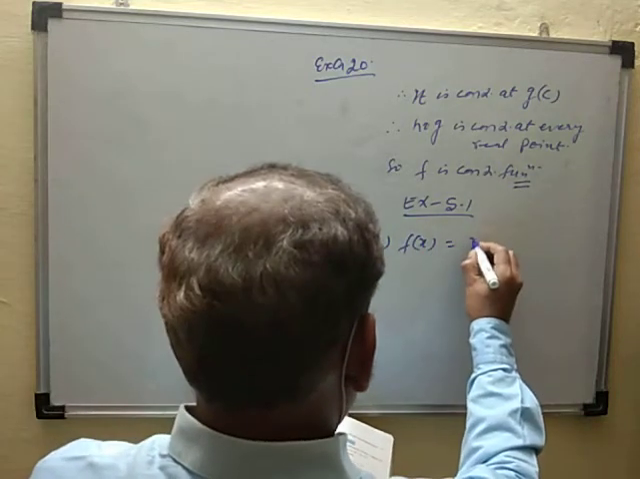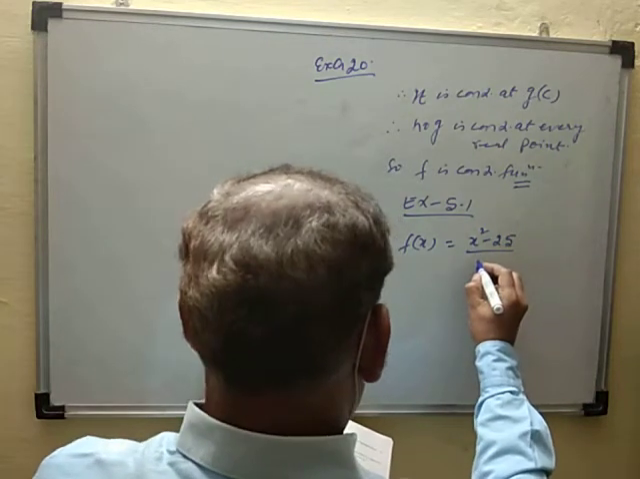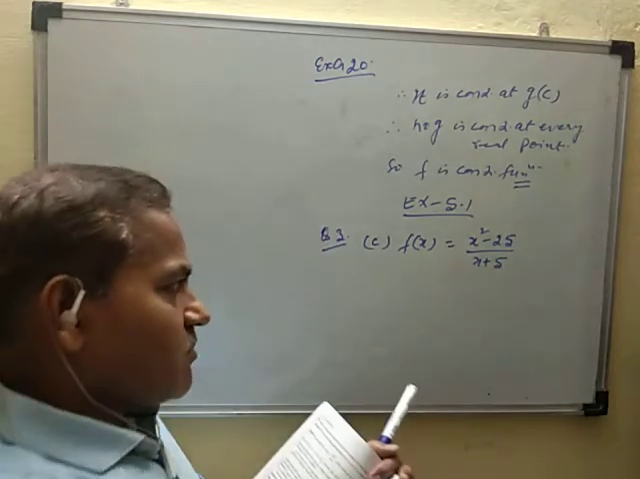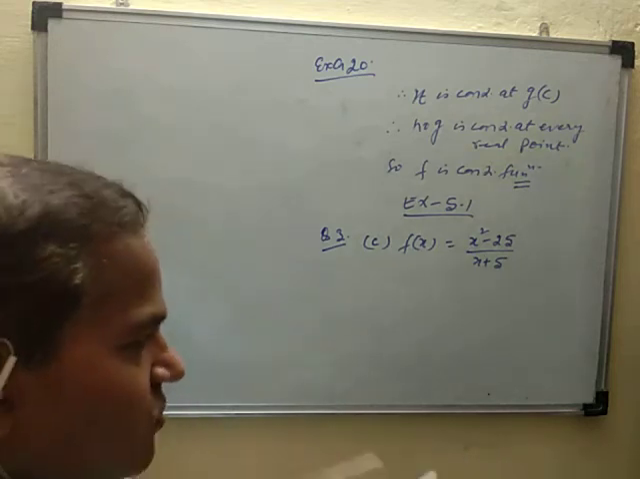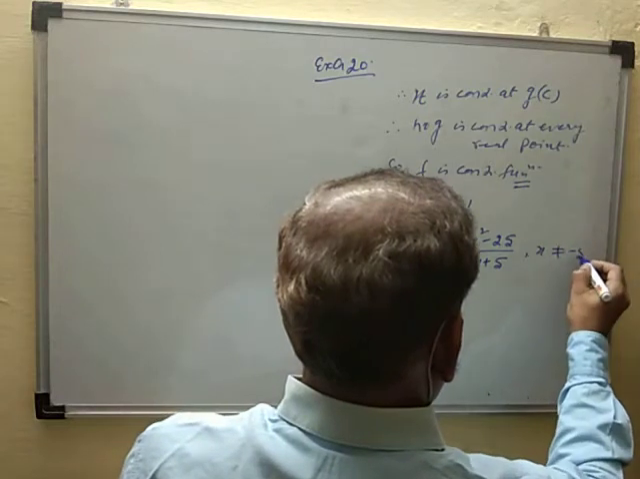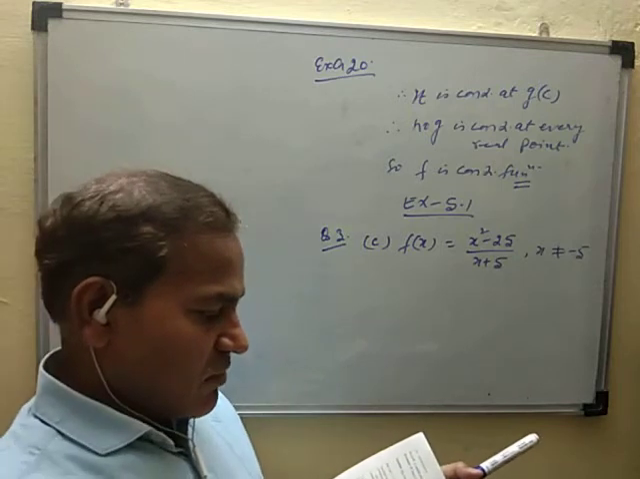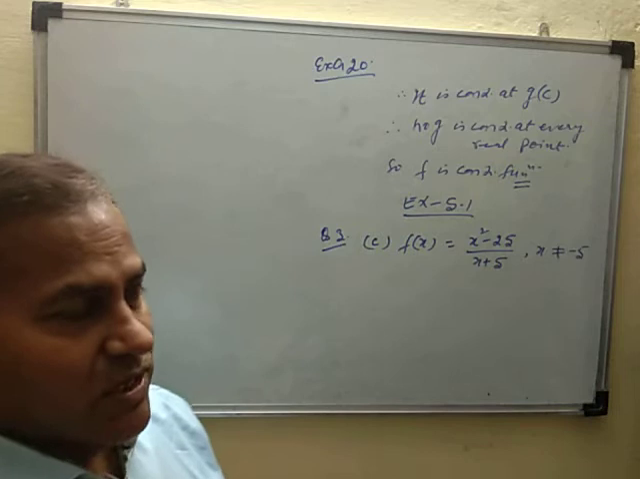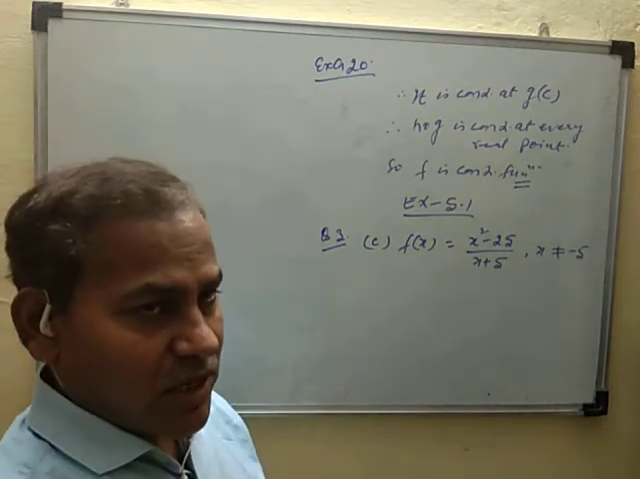f of x is equal to x square minus 25 upon x plus 5, and given x not equal to minus 5. Here given x not is equal to -5 and question is examine the following function for continuity. continuity check करनी है. point is not mentioned, तो any point suppose करें.